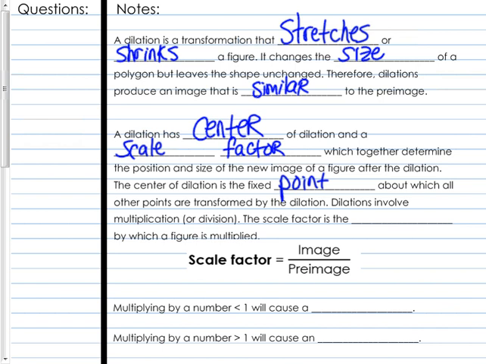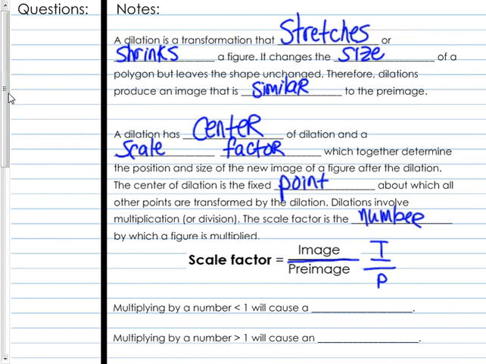Dilations involve multiplication or division, and the scale factor is the number by which a figure is multiplied. So to find the scale factor, you divide the image by the pre-image. So image is on top, pre-image is on bottom. If you have a hard time remembering which one is which, I over P in alphabetical order, image over pre-image.